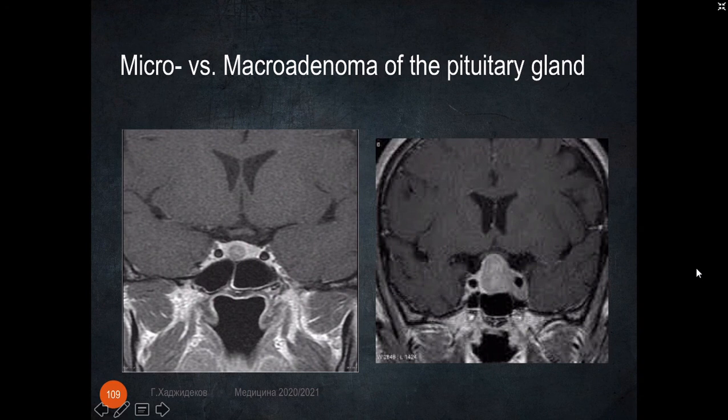In the very first image, where is the microadenoma, we observe just the cranial projection of the tumor. We see the chiasma opticum, which is not compressed, and in the macroadenoma it's compressed.